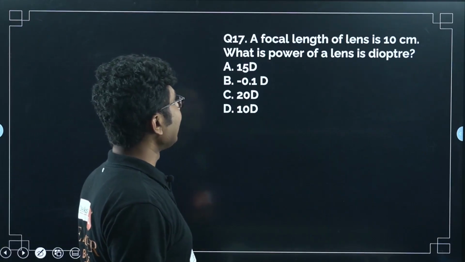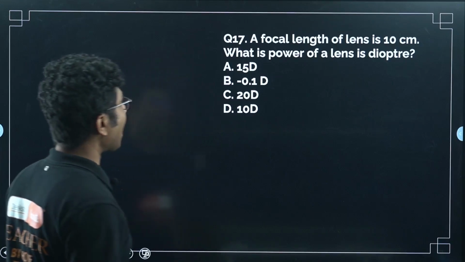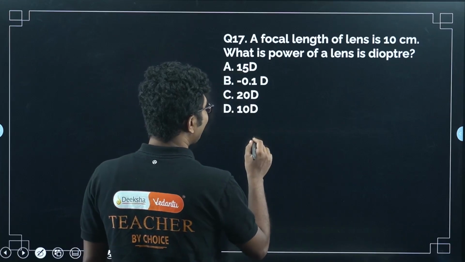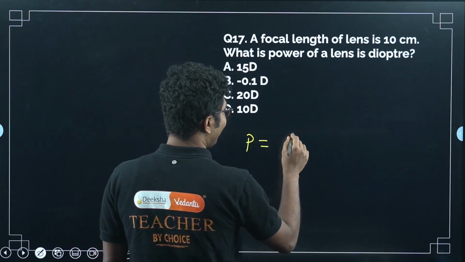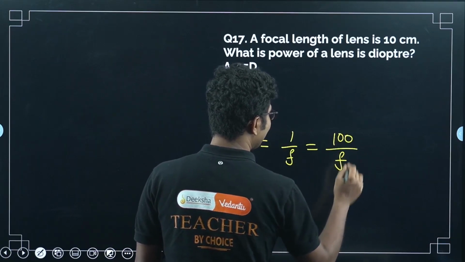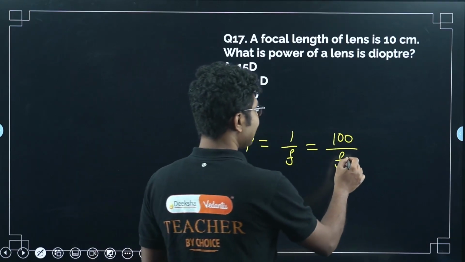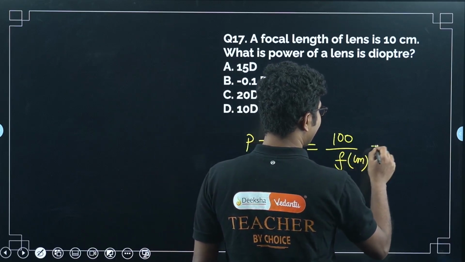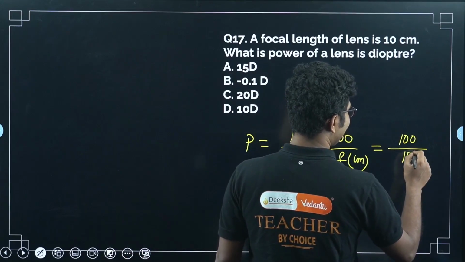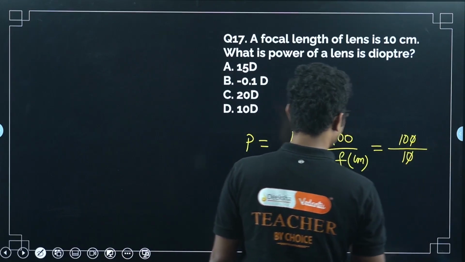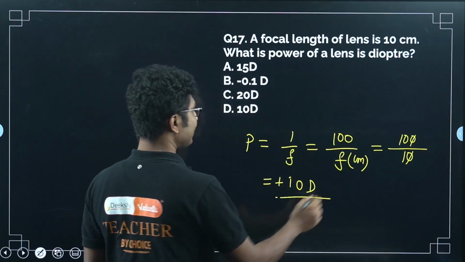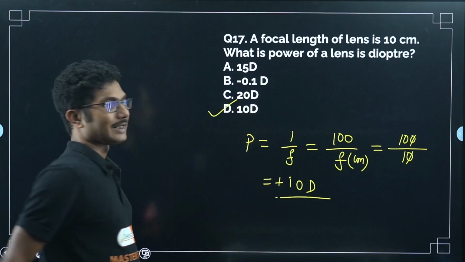A focal length of a lens is 10 centimeter. What is the power of the lens in diopter? Oh my god, this is a very, very easy question, right? So, power is 1 by f, but f is in meters. In terms of centimeters, we use this formula when f is in centimeters. Only this thing you need to know, right? So 100 divided by focal length, which is 10 centimeter, right? So it is 10D, plus 10D, okay, because focal length is given positive, so it should be plus 10D, okay.